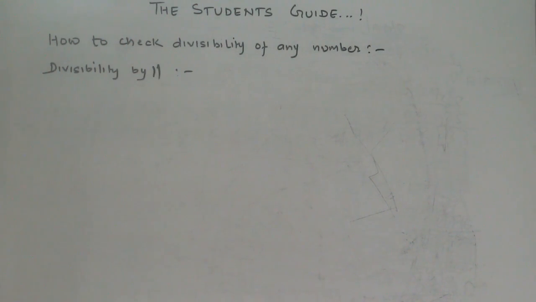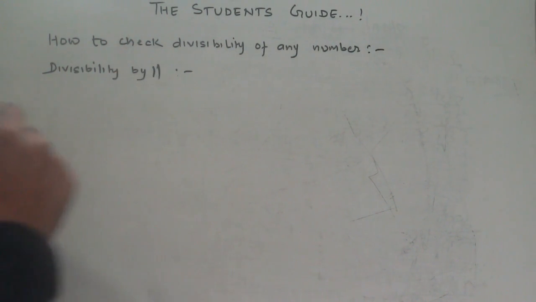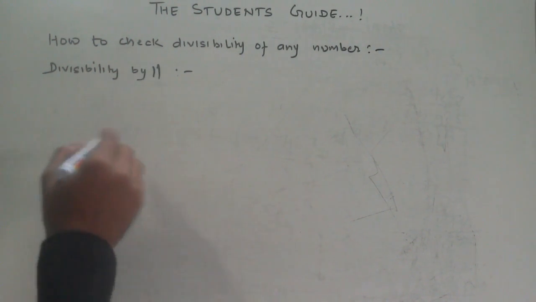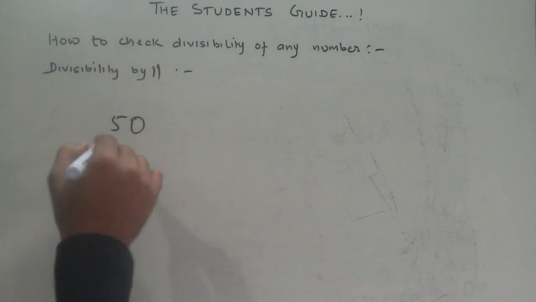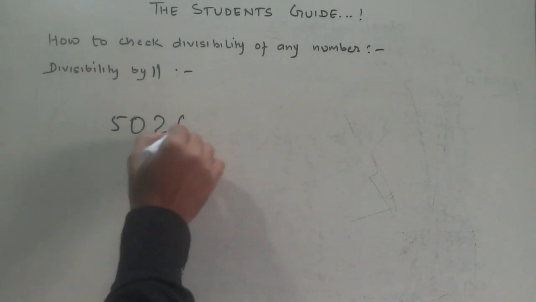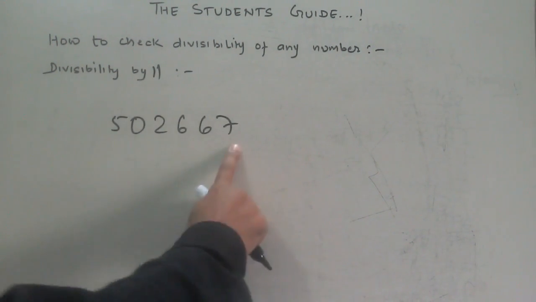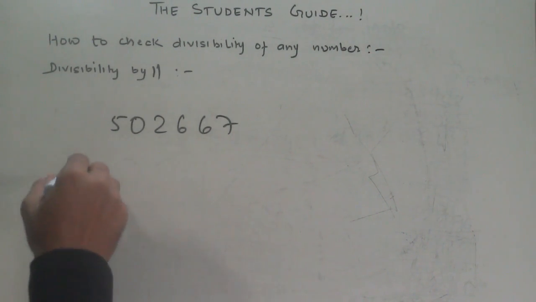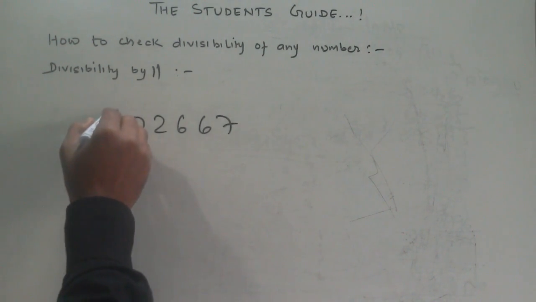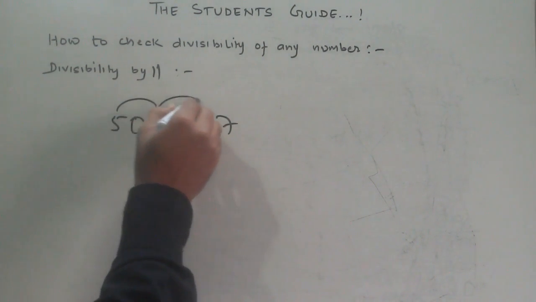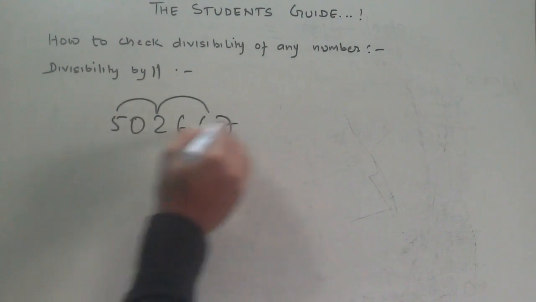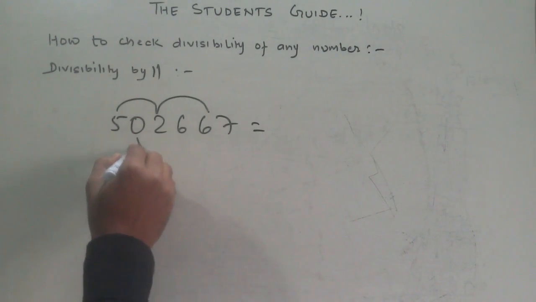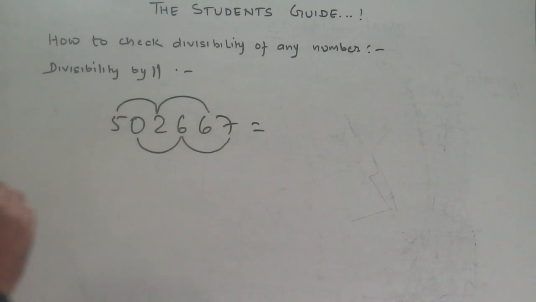All you have to do is, let's take an example. Suppose you are given 5026667, and you have to check if this number is divisible by 11 or not. So what you will do is add the alternate digits, like this: 5 plus 2, 2 plus 6. You have to add alternate digits and then subtract.